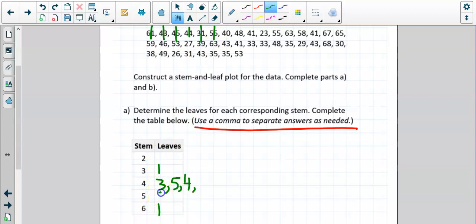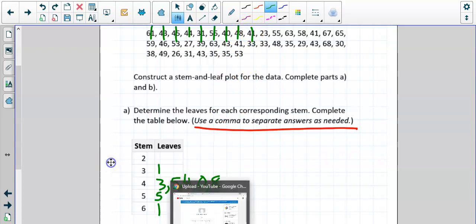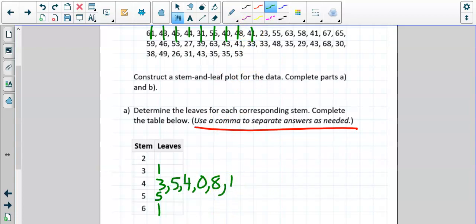We got a 5 with the 5. We got a 0 with the 4. And again, in math, we like to put our information in order. But for this problem, they're like, it's okay to have it out of order. So you got a 1 there, and then we got a 3 up here at the 2. We got another 5 at the 5. We got a 3 at the 6. So again, you just keep adding those commas.